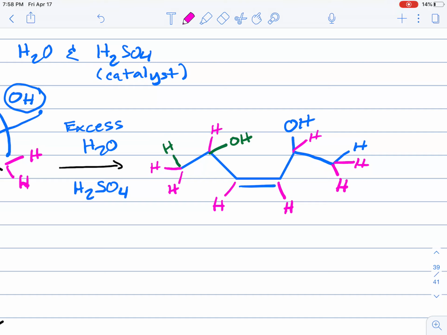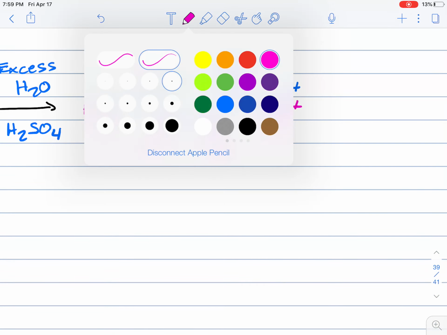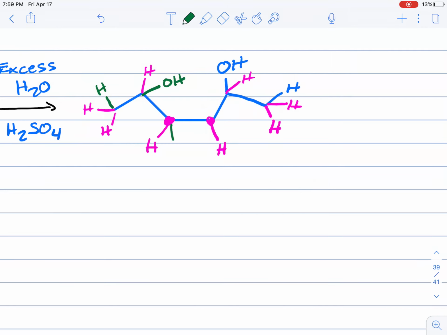And so once the hydration reaction occurs, that double bond is gone, forming a single bond. Now, if you look on either end of these carbons, notice that they both have 1 hydrogen. So this tells us that there's really no preference for which side the OH or the hydrogen is going to go to. So at this point, you guys can go ahead and add it wherever you feel like.